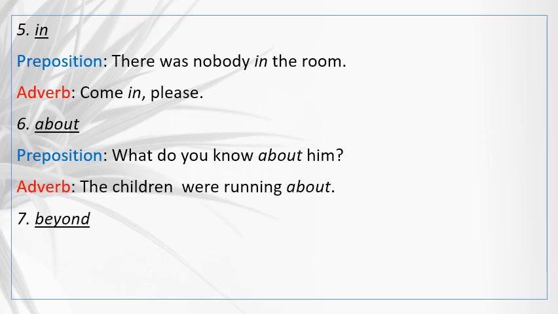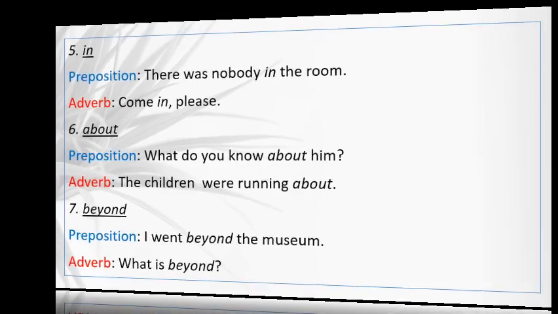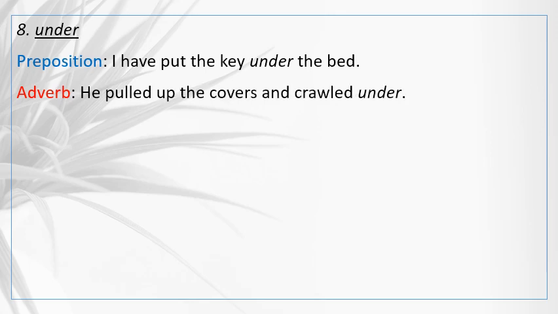The seventh word is beyond. As a preposition, the sentence is: I went beyond the museum. As an adverb, the sentence is: What is beyond you. The eighth word is under. As a preposition, the sentence is: I have put the key under the bed. As an adverb, the sentence is: He pulled up the covers and crawled under.